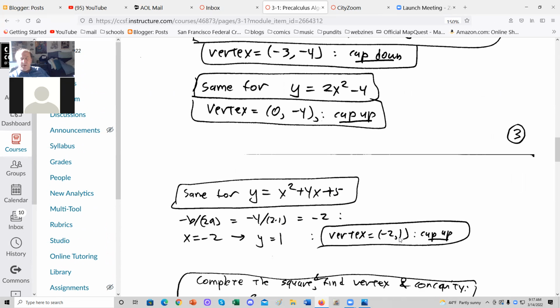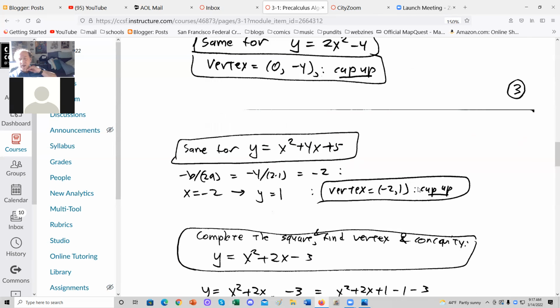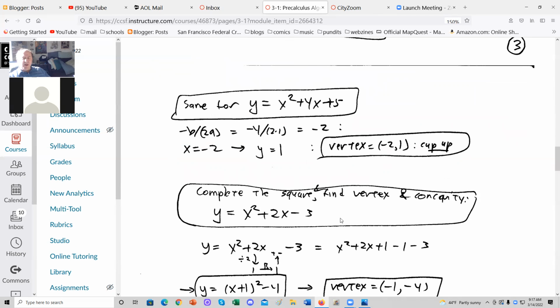So this is a minimum value. 1 is a minimum value of y. All right, fine. Similar things for y equals x squared plus 2x minus 3: complete the square, find the vertex and concavity.